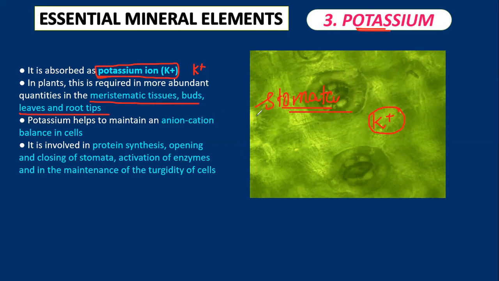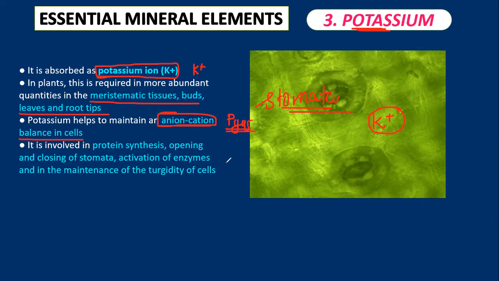Which was the element that was required in the most abundant quantity by the plants? It was nitrogen. Element which is required in abundant quantity in meristematic tissues, buds, leaves, and root tip is the potassium. Okay. Potassium helps to maintain the anion-cation balance in the cells of the plant. Very important previous year question.